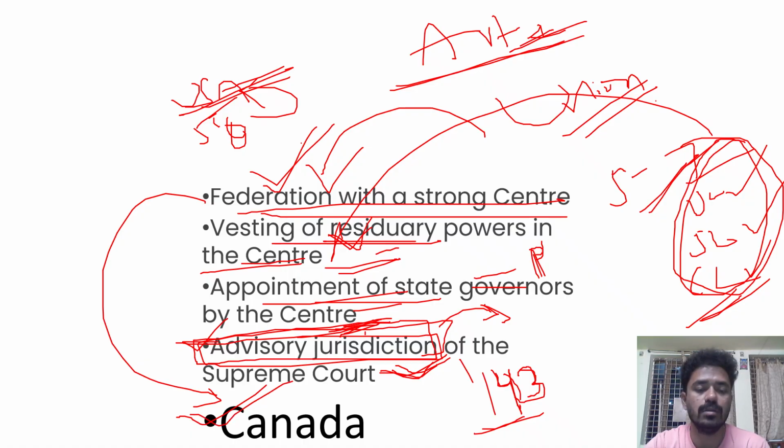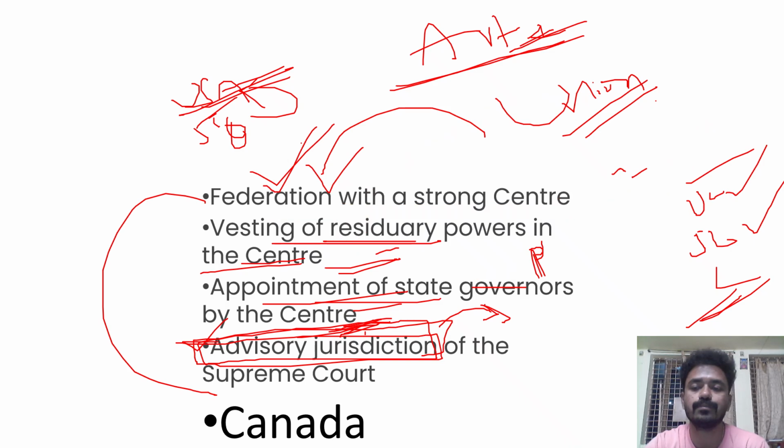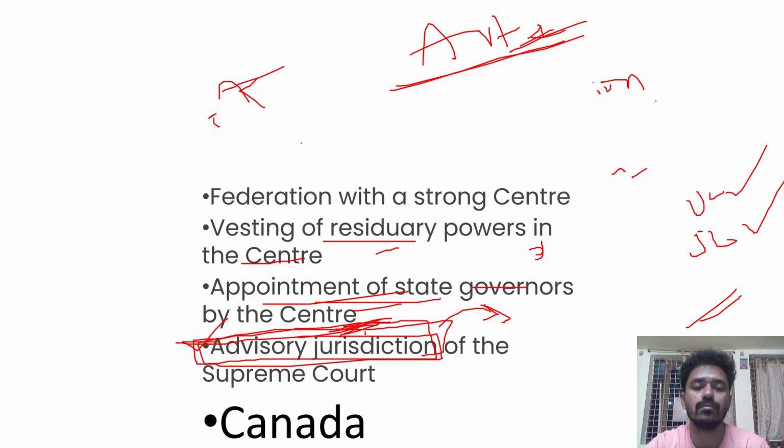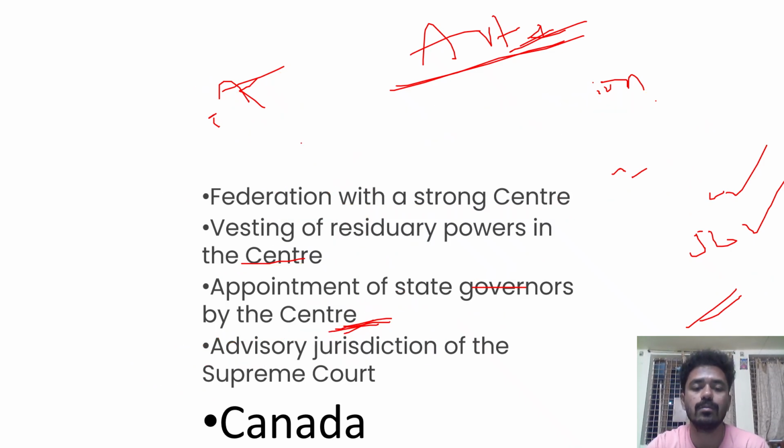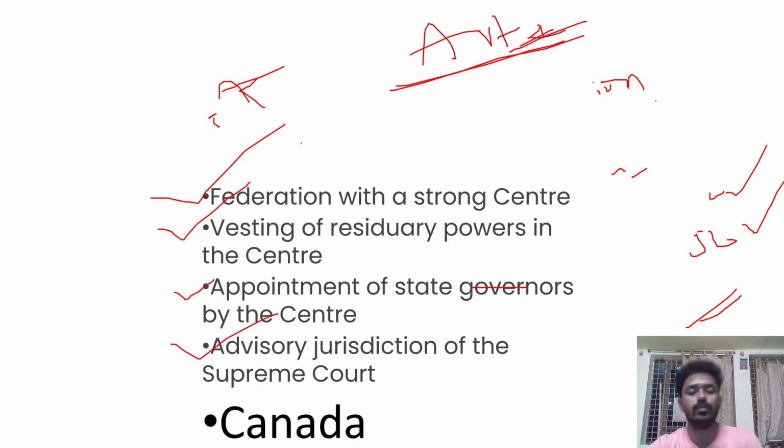Let us see again. Federation with a strong center, vesting of the residuary powers with the center, appointment of the state governors by the center, advisory jurisdiction of the Supreme Court. All these are borrowed from the Canadian Constitution.